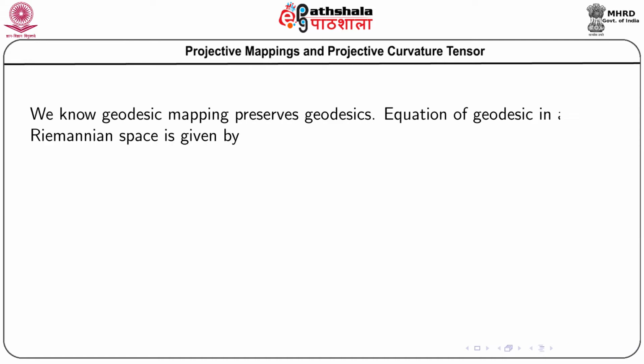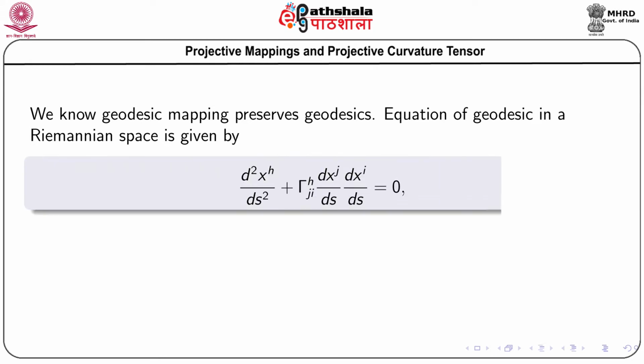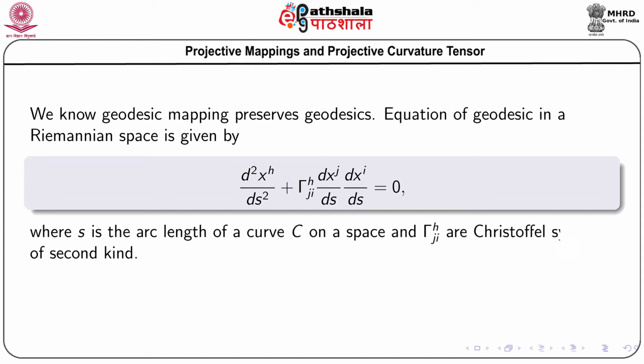Now, we know that geodesic mapping preserves the geodesics, and the equation of geodesic in a Riemannian space is given by this one. From our earlier chapter, we know that the equation of geodesic in a Riemannian space is governed by this one, where s is the arc length of a curve C on a space and Γ^h_ji are Christoffel symbols of second kind.